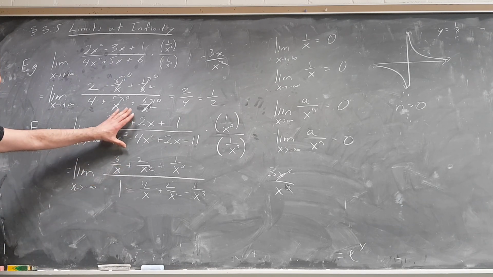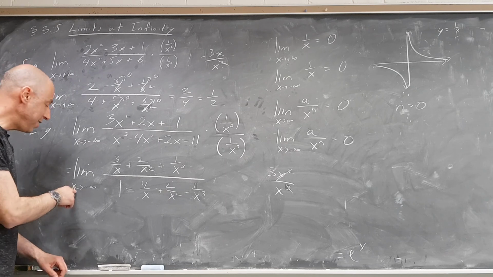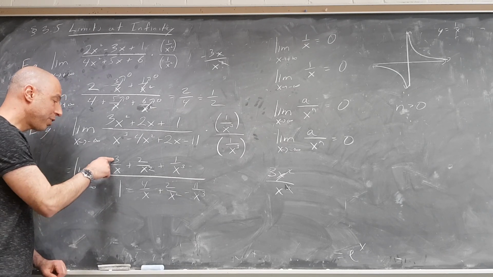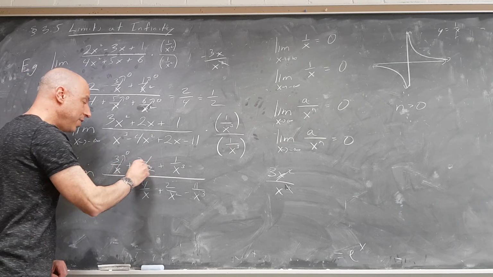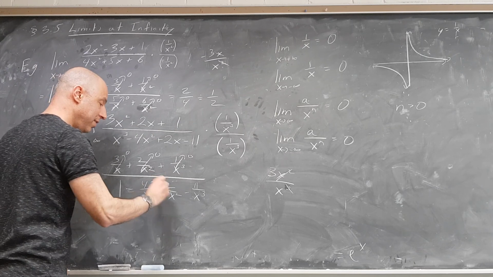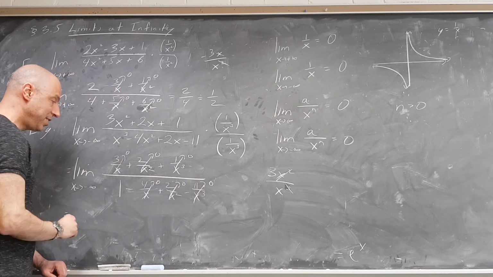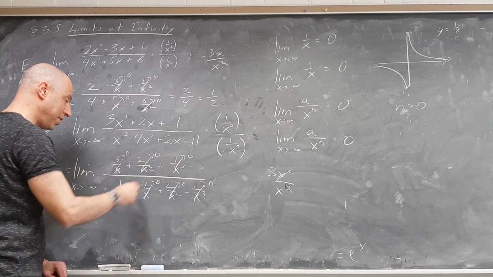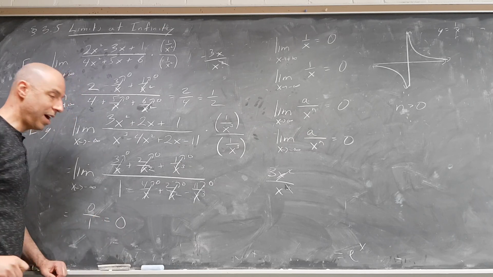And that certainly looks worse than it did in the previous line. At least it does for a second, because as x gets very big and negative, 3 divided by x, that's getting closer and closer to 0. So's this. So's that. So's this. So's this. And so's that. And so we have 0 plus 0 plus 0, that's 0, over 1. On a good day, that equals 0.